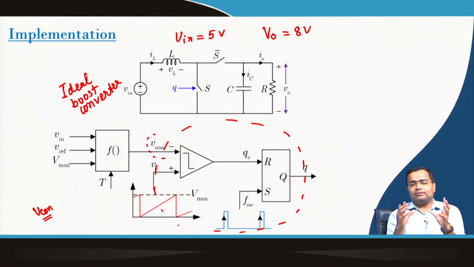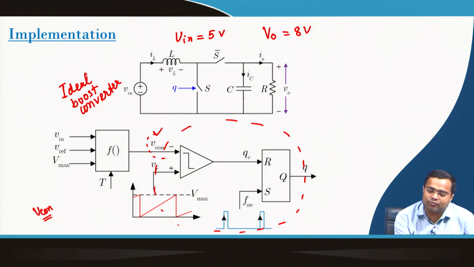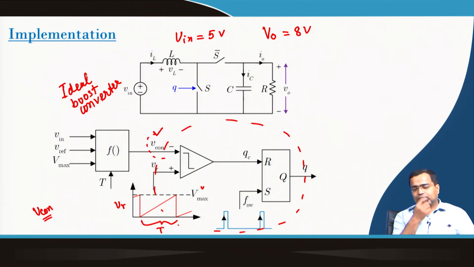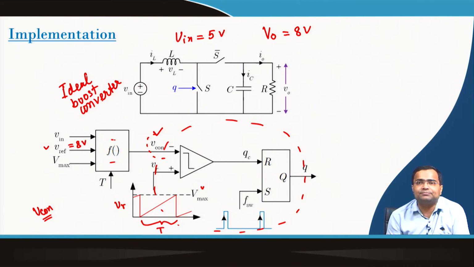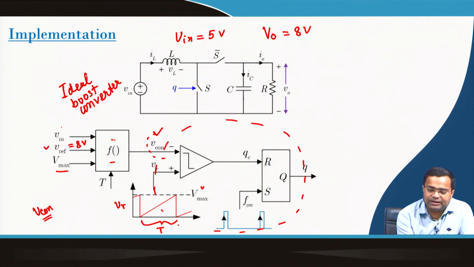If I want to achieve V in 5 volt and V0 8 volt, then what should be my control voltage if the maximum value of this sawtooth VR is given and the time period is also given to you? So, what should be my Vcon voltage? This can be derived from the desired voltage that we want to set. Here Vref we want to set to 8 volt and output should achieve that. Vmax is given to you, Vin is given as 5 volt.